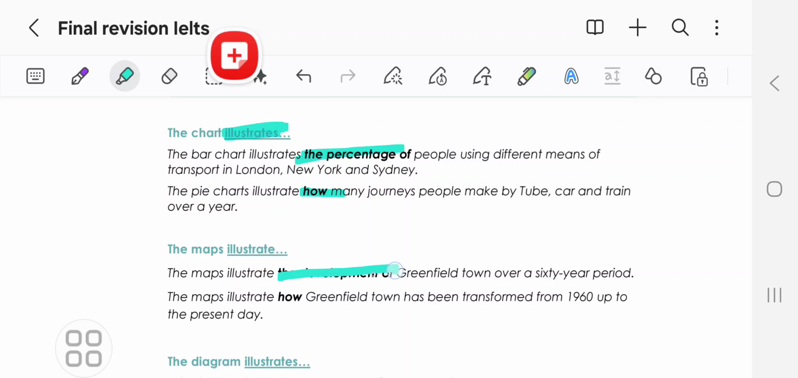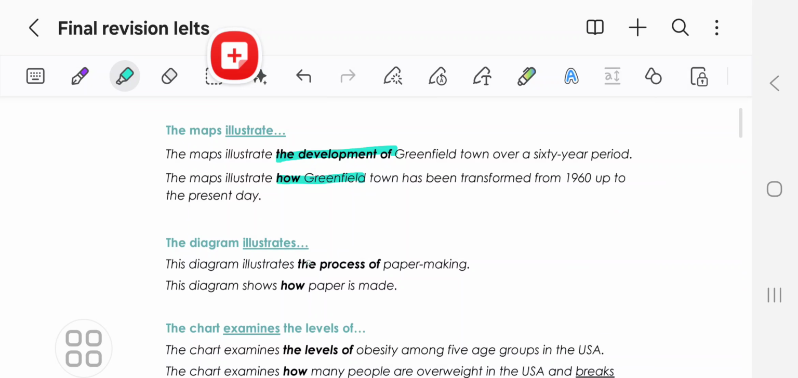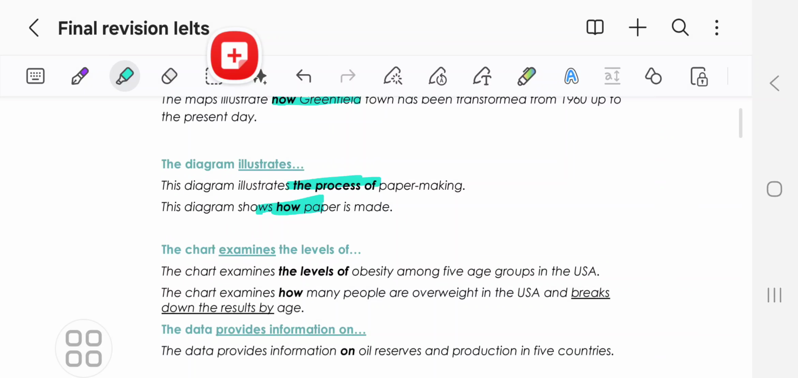The map illustrates the development. The map illustrates how this thing, that thing was done. The diagram illustrates the process. Okay, the diagram shows how the paper is made. The chart examines. So now this is another word for you. The first is illustrate, and then here examine. The chart examines the level of obesity.